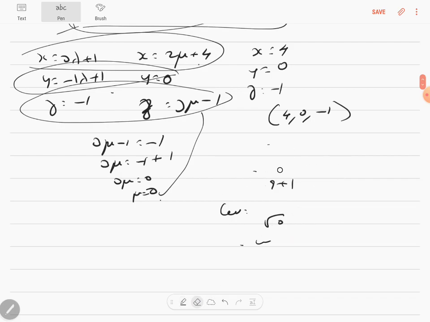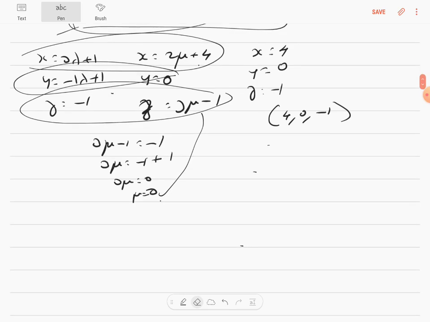Or the simplest thing is just find the point of intersection. That proves that it is also intersecting, right? That's very simple. Okay.